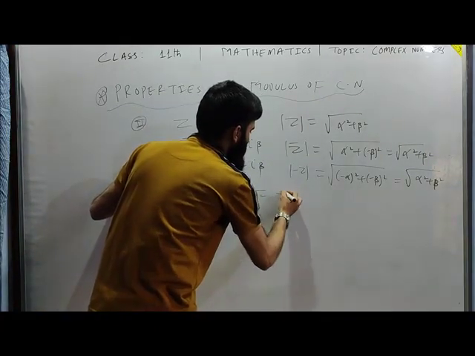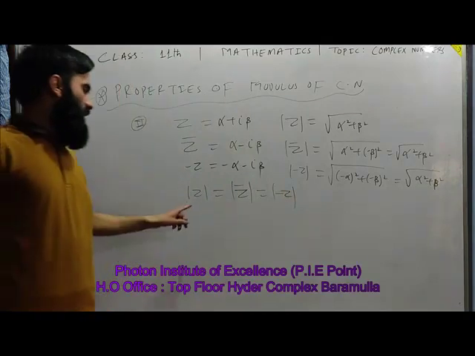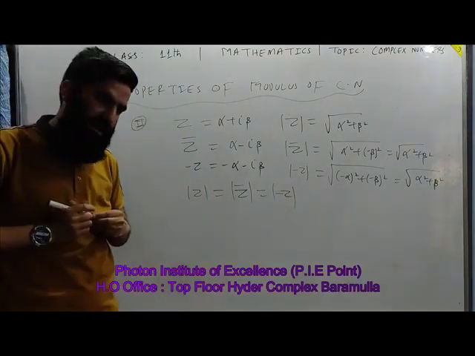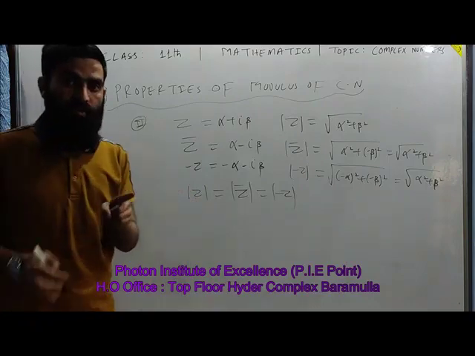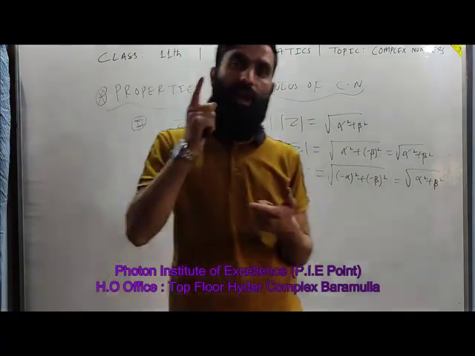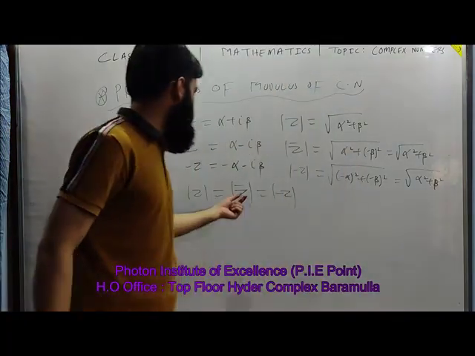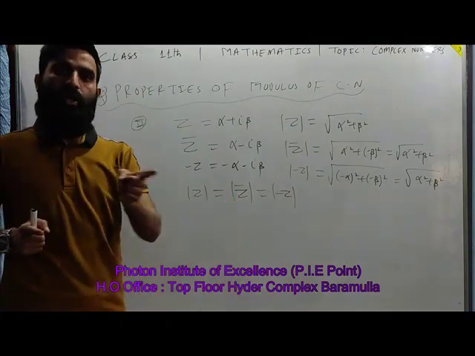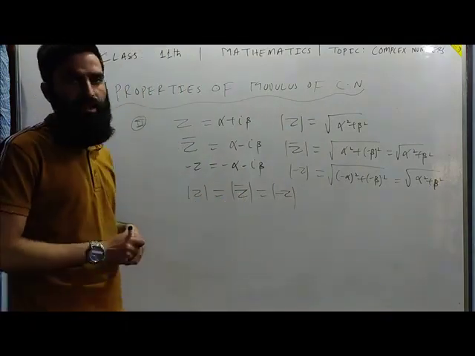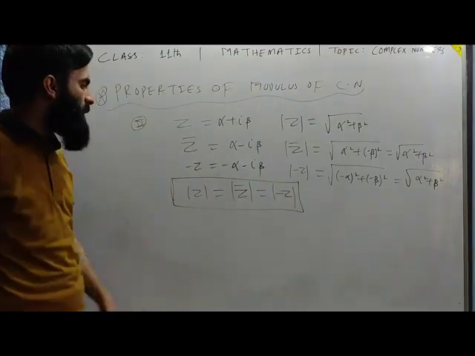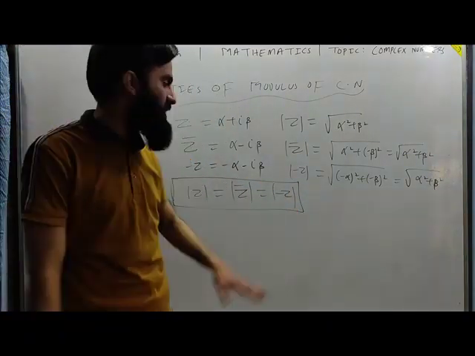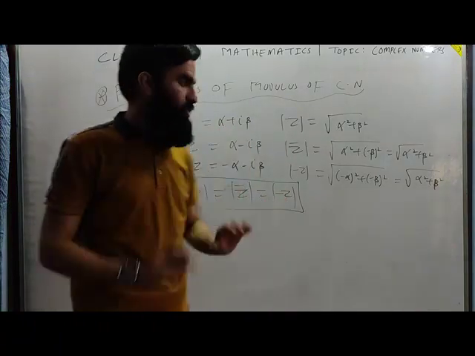So if you take the modulus of a complex number, the modulus of its negative, or you can say its additive inverse, and the modulus of the conjugate of that same complex number, you will get the same result. So the 3 values will coincide. That is, mod of z is equal to mod of z conjugate is equal to mod of negative z. So this is the second property.